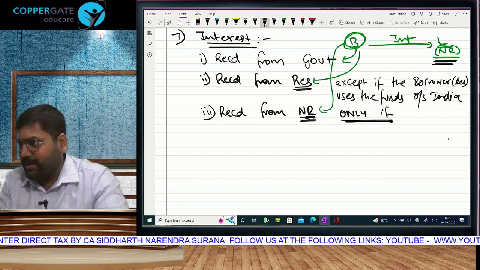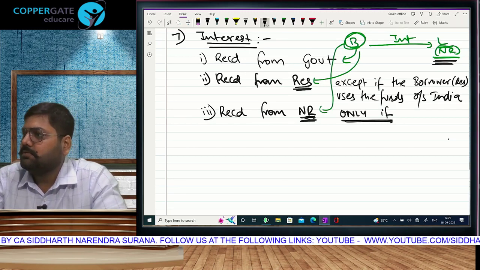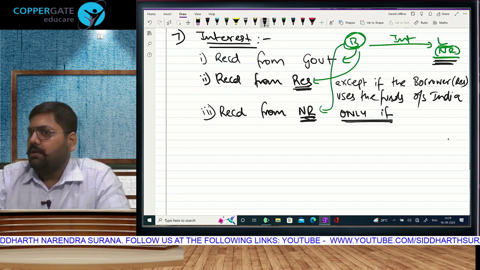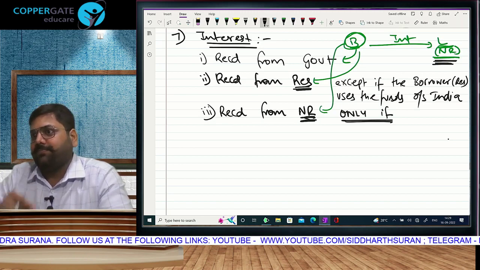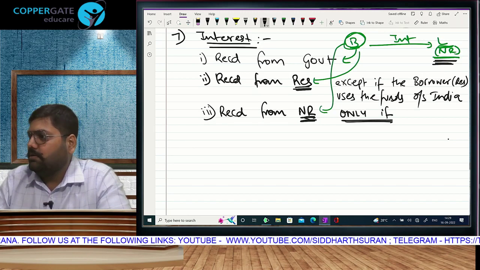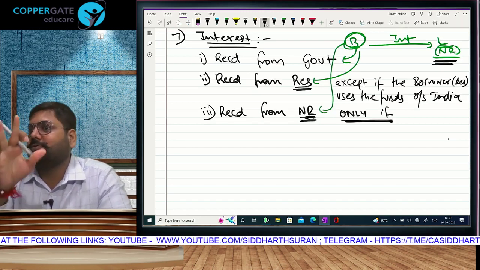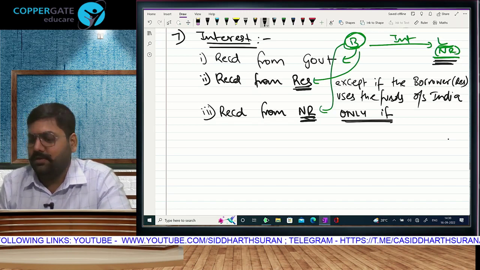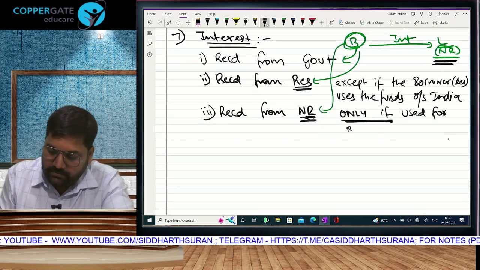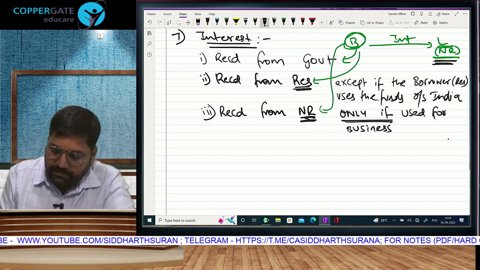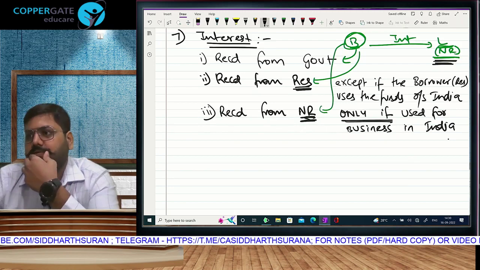So imagine Barack Obama gave a loan to Hillary Clinton. Hillary Clinton will pay him interest. Barack Obama gives the loan to Hillary Clinton in America, and in America Clinton pays interest to Obama. Can it attract tax in India? No. Obviously no. But in case Clinton uses that money, only if the funds are used for business in India, then only. And there is one small defect in the law here.